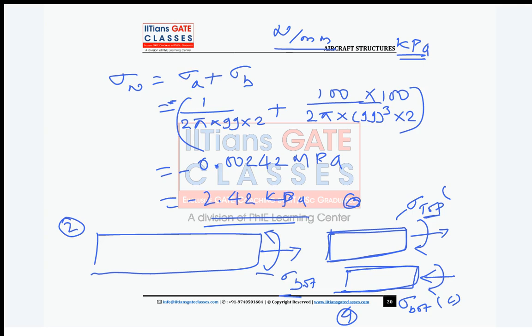We know maximum is at bottom. Is it tensile or compressive, Shivendra Raj? Tensile, good.